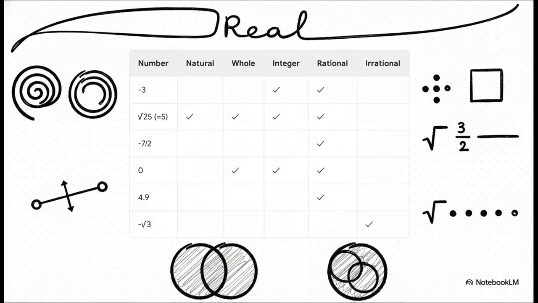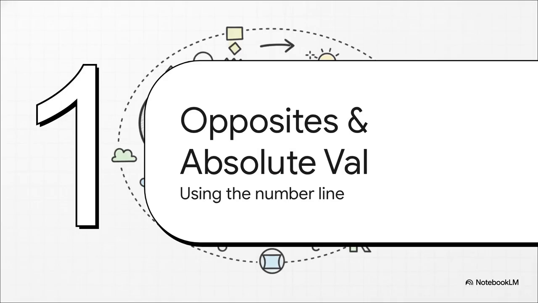4.9, the decimal ends, so it's rational. And last, the negative square root of 3. Well, that's going to be a wild, non-repeating decimal, so it's irrational. And notice, every single one of these, no matter what else it is, is a real number. Awesome. Now that we're pros at classifying numbers, let's look at a couple of really useful tools for working with them on the number line.